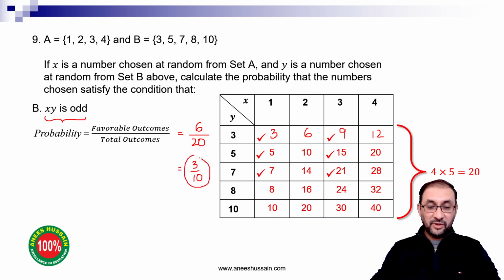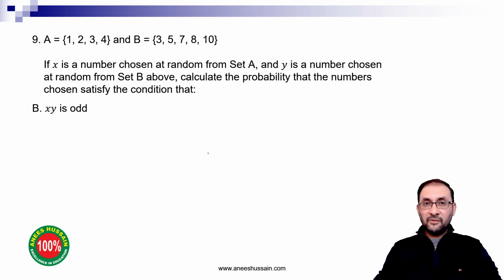This was the first way of solving this question. Now let's talk about the second way of solving this question. The second way of solving question number 9 part B is that you need to remember that if you want to multiply x into y and get an odd answer, there's only one way to do that. For x times y to be odd, both x and y need to be odd. X must be odd and y must be odd, because the only way that you can get an odd answer by multiplying two numbers is if both those numbers are odd.